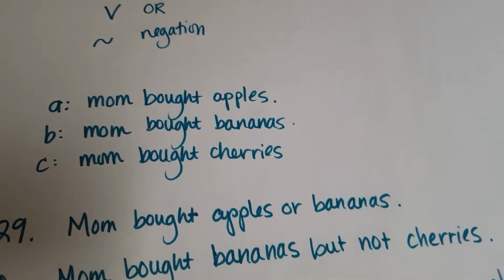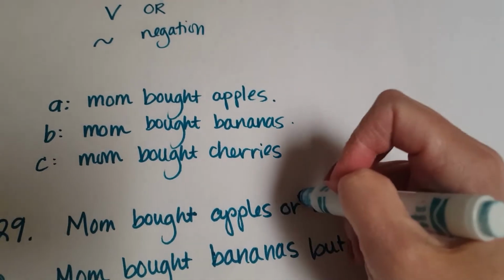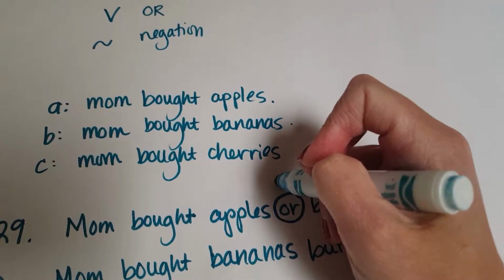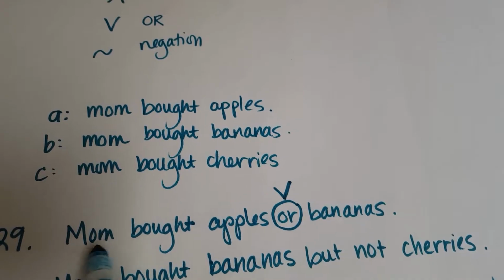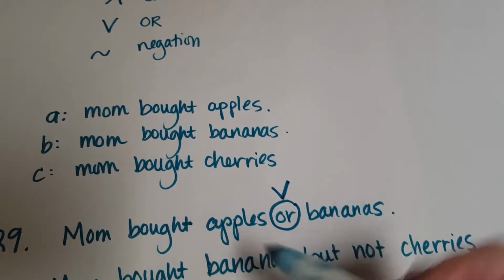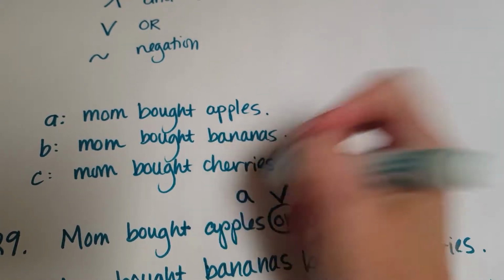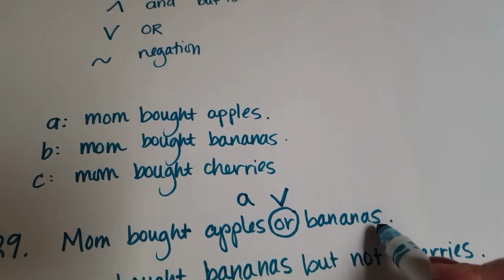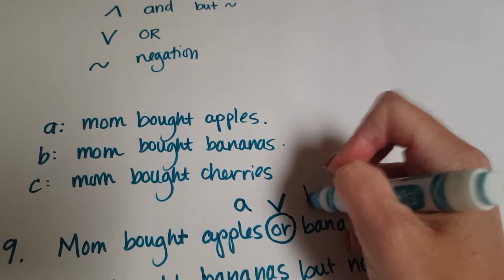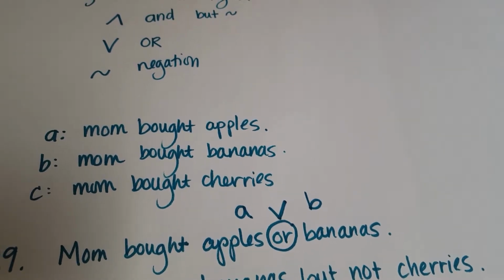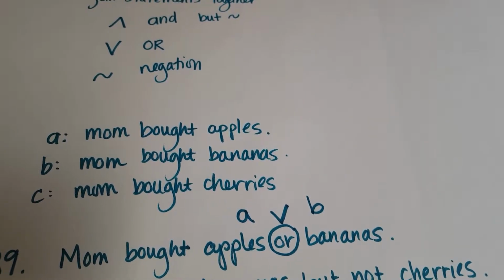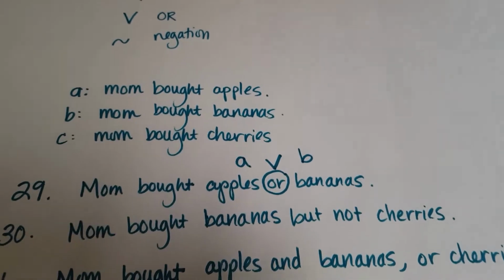All right, so we have that or, so we're going to use the disjunction. And since the first part is Mom bought apples, we're going to put an A to represent that. The second part is bananas, so we're going to represent that with a B. And that is the whole problem. A or B, A disjunction B. All right, let's try the next one.